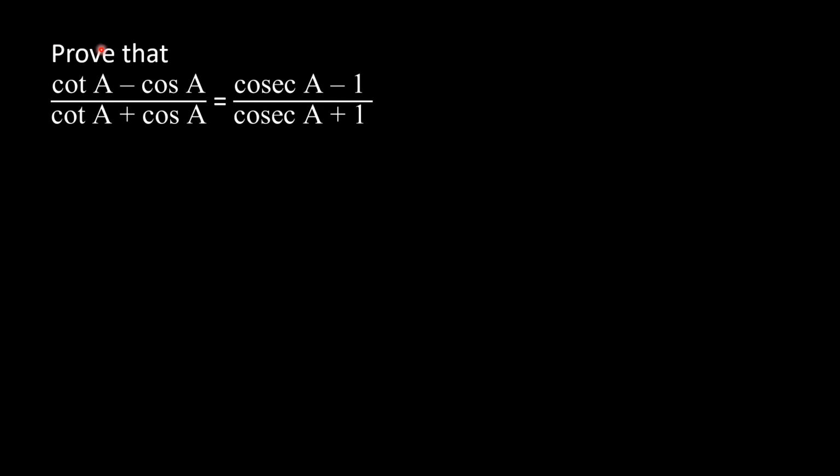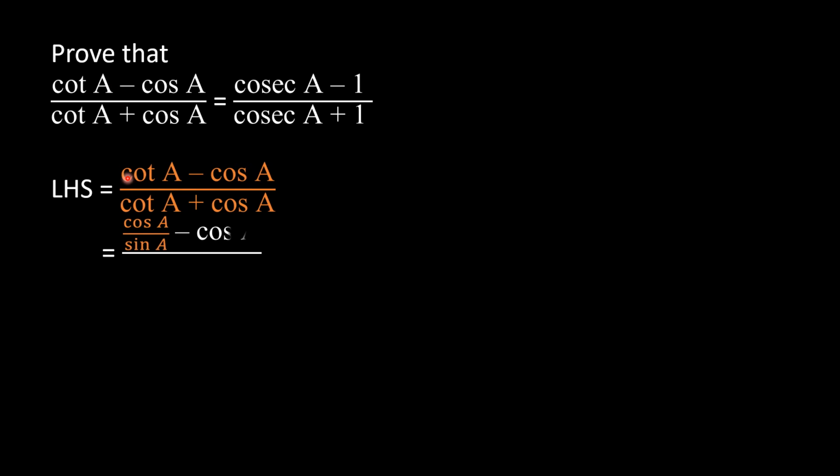We have to prove that cot A minus cos A divided by cot A plus cos A equals cosec A minus 1 divided by cosec A plus 1. We will solve the left hand side first. So we write left hand side. Now in the left hand side we change cot A in terms of sin A and cos A. So we write for this cot A cos A divided by sin A, and for this cot A cos A divided by sin A.